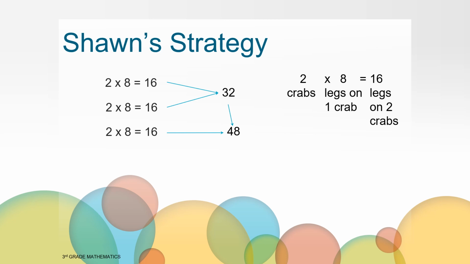So how does Shawn know to stop at 48? Well, yeah, because that's the number of legs that Zachary counted. So to figure out how many crabs Zachary saw, Shawn added all the 2's and got 6. So 6 times 8 equals 48, which in this problem means that 48 legs are on 6 crabs.